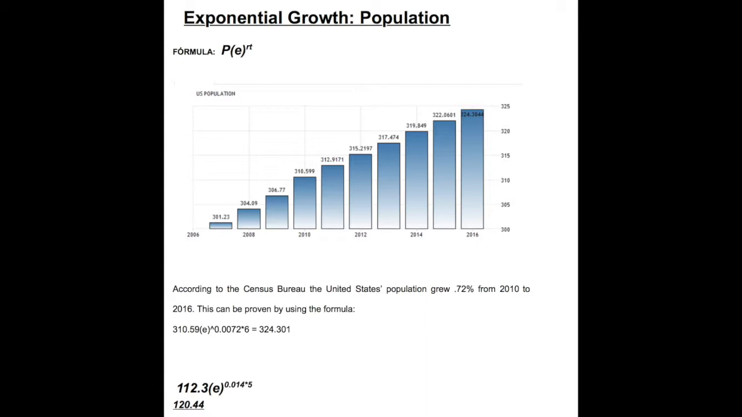We put P, which is 310.59, then an E, then it was raised to 0.072 since we had to move the decimal 2 points from the 0.72, and then we multiplied times 6, which is the years that we were counting, and the answer gave out 324,301, which is equivalent to the population in 2016.